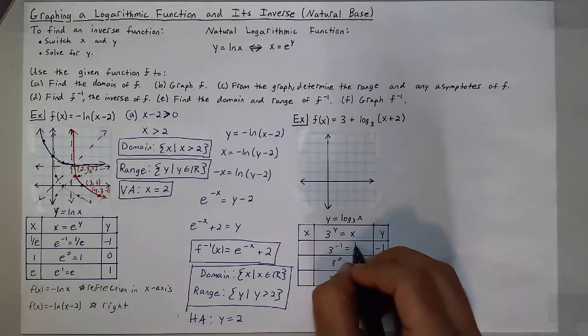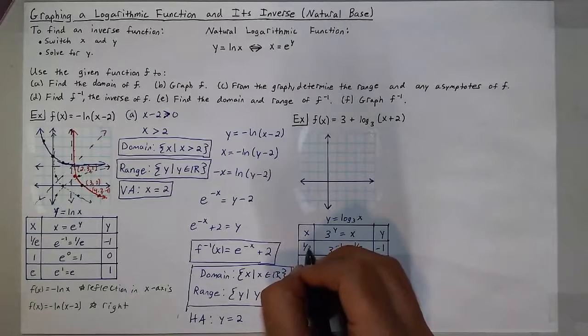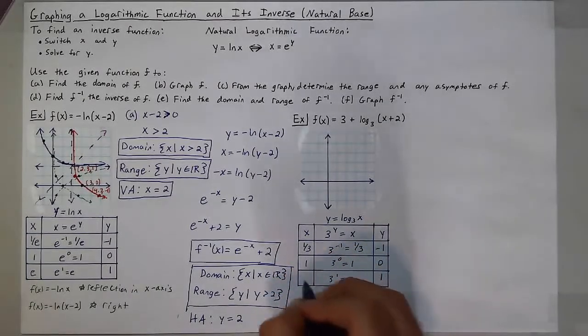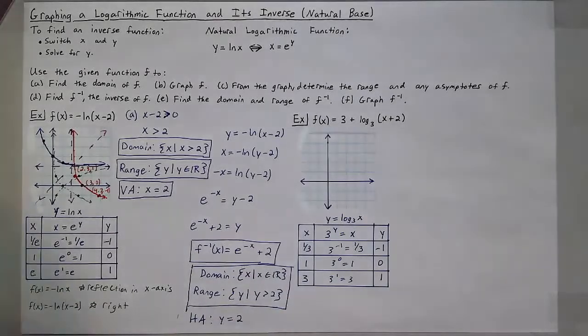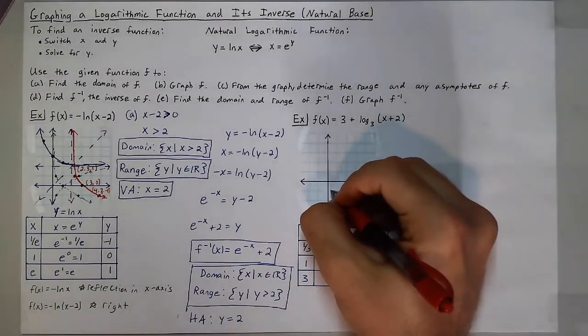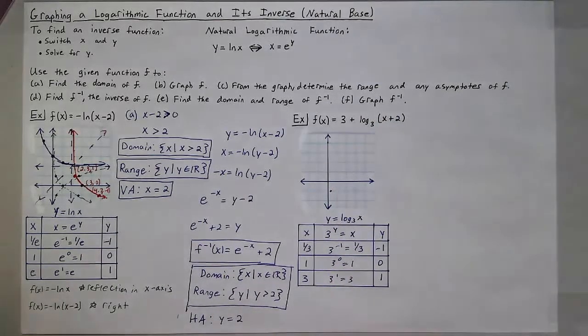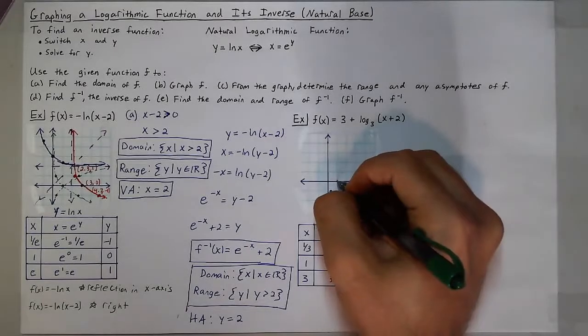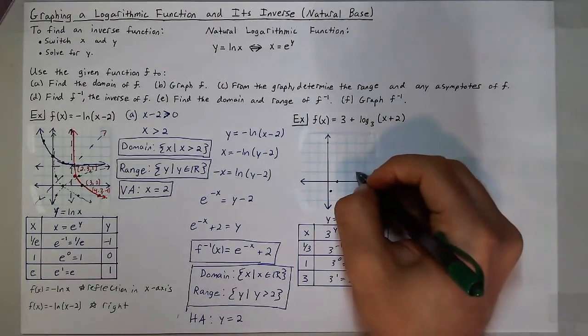3 to the -1 is 1/3. 3 to the 0 is 1. And 3 to the 1 is 3. So plotting those 3 points, I get 1/3, comma -1. Let me do this in green. 1, comma 0, and then 3, comma 1.